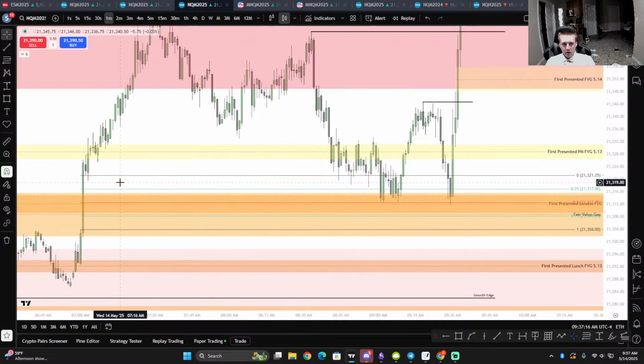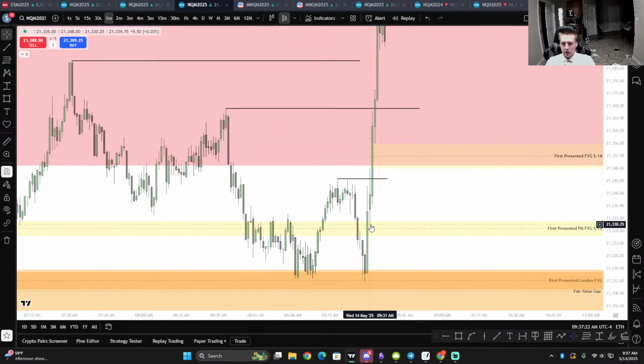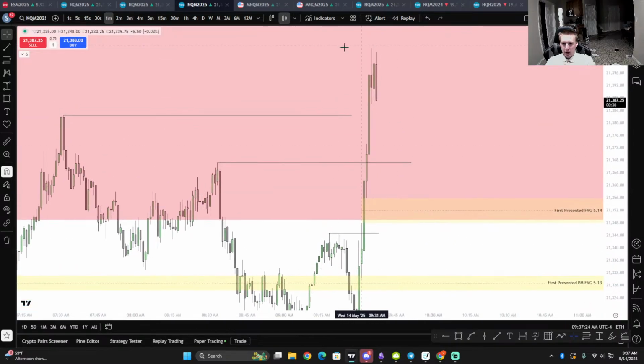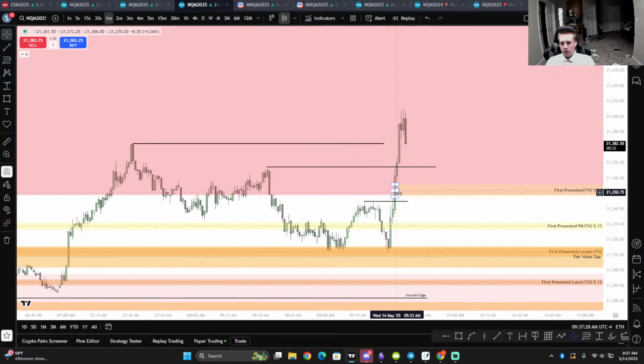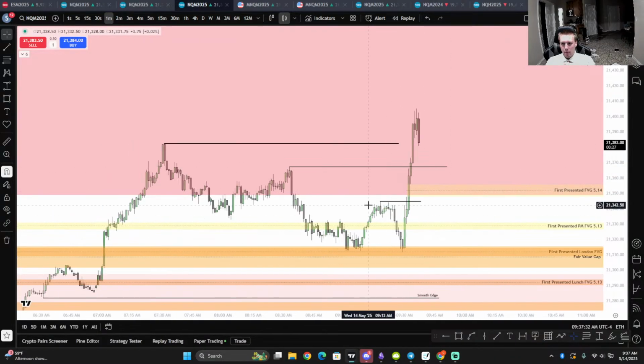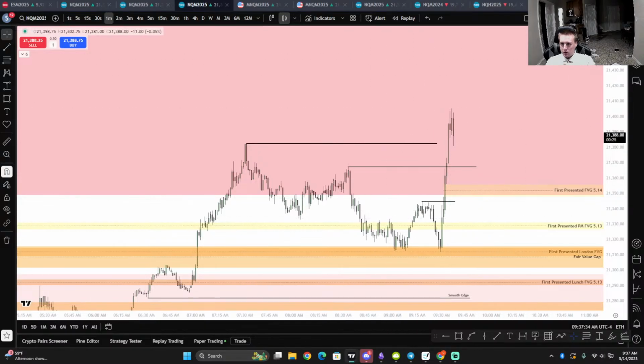Notice how it uses constant encroachment of this larger fair value gap. Getting that there, first presented PM session fair value gap, trading up into buy side. Let's see if we want to trade back down into this first presented fair value gap after taking buy side. Let's look at ES.